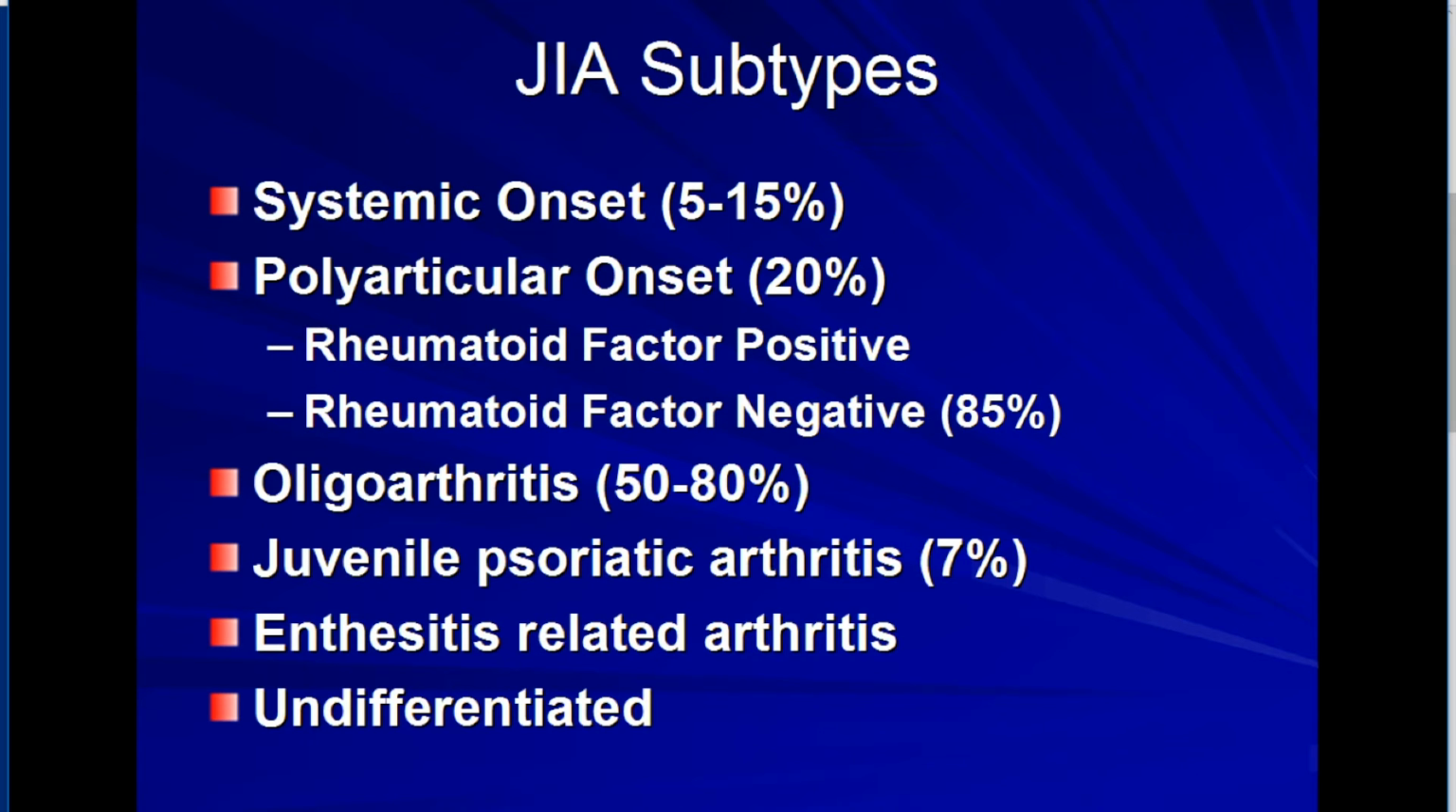So the systemic onset is about somewhere between 5 and 15%. The polyarticular is about 20%. And of these, 85% are rheumatoid factor negative. Okay, so these are the ones that the lab tests are essentially negative on. So it's a big subset. Oligoarthritis, 50 to 80%. The juvenile psoriatic arthritis, which are pretty easy to identify because they have some of the skin changes, about 7%. And then the enthesitis related arthritis, the more axial ones, and then the undifferentiated.